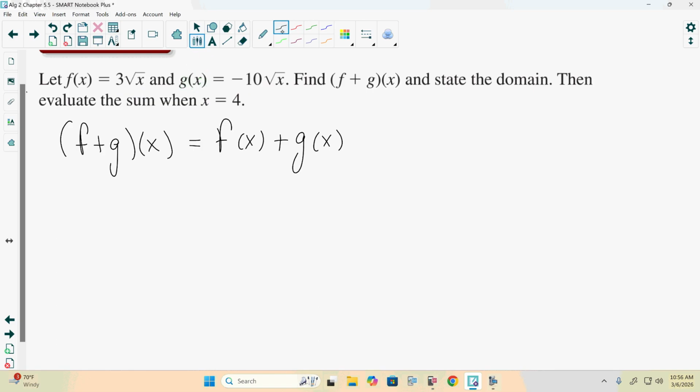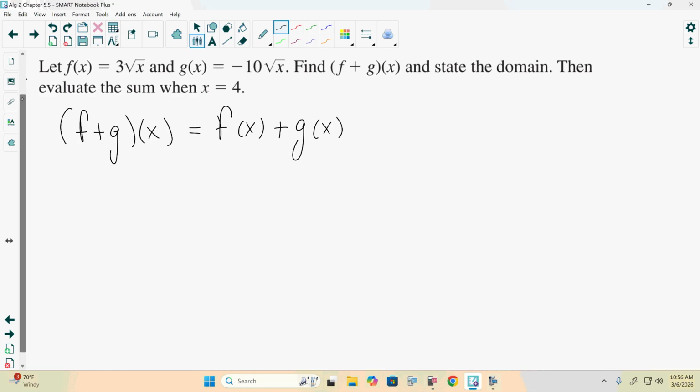So the big reason we call it f of x and g of x is for me to be able to say, if I want to talk about f of x, we know that it's 3 square roots of x. If I'm talking about g of x, we know that it's negative 10 square roots of x. We give it a name so we know which one's which. We can distinguish between the two. Now, we want to find f plus g of x, which is just f of x plus g of x.